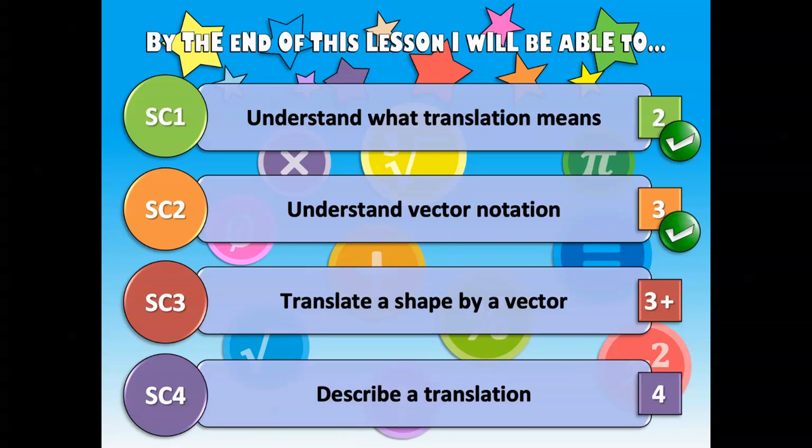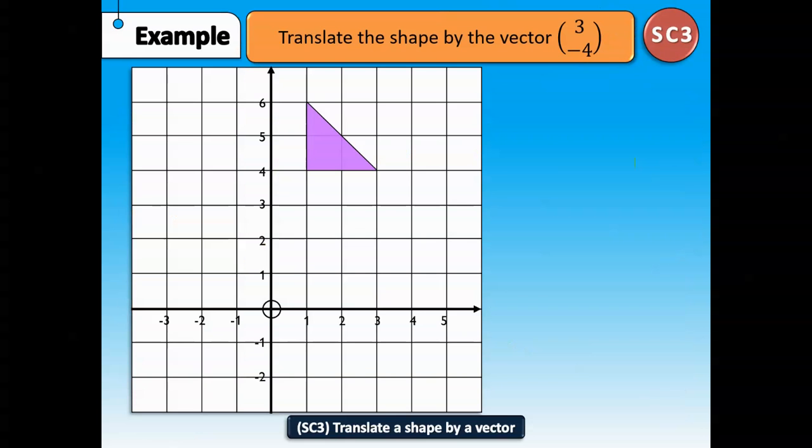And now we've completed success criteria 2. So now we're going to move on to number 3, and this is to translate a shape by a vector. So we want to translate this shape by the vector 3 minus 4. So this tells us to move the shape 3 places to the right and 4 places down.